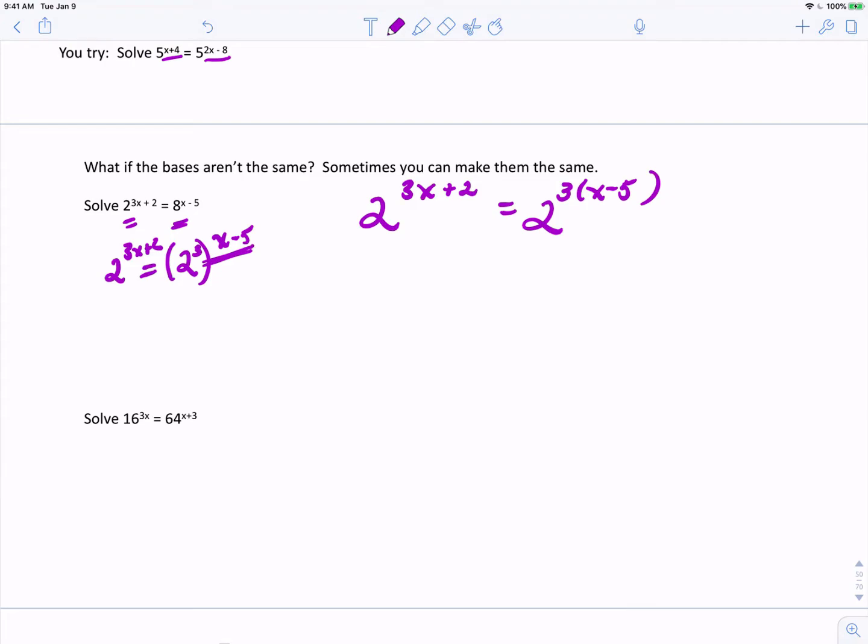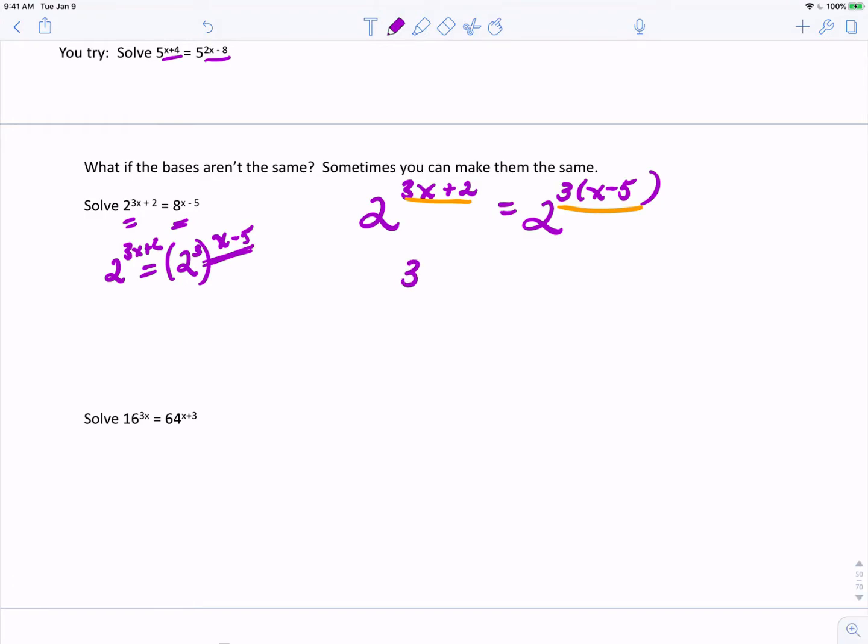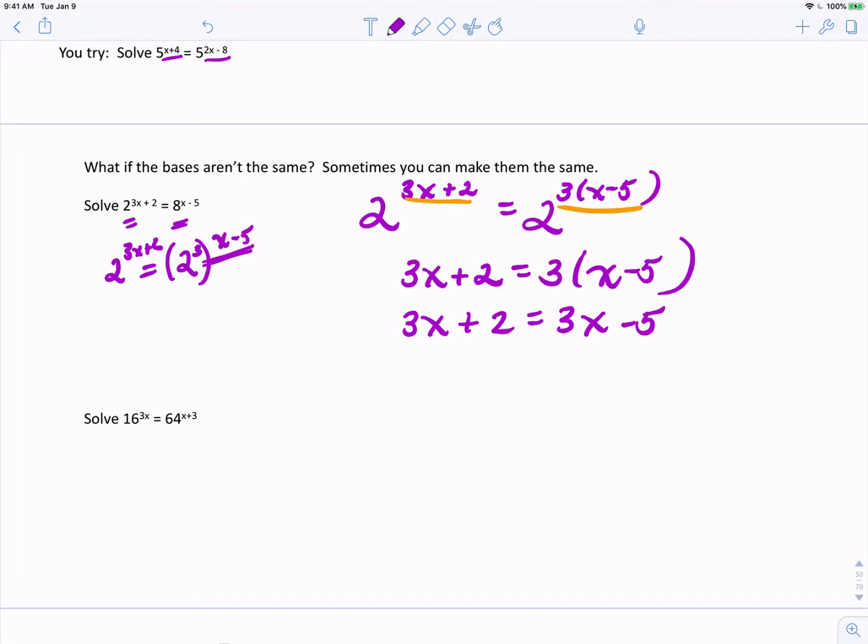So now the bases are the same. That means we can set the exponents equal to each other and solve. So we would have 3x plus 2 is equal to 3 times x minus 5. Now, looking ahead, I think this equation's not going to have any solutions. Let's take a look. Yeah, if we subtract 3x from both sides, that tells us that 2 is equal to 5x, so this equation has no solution. There is no value of x that would satisfy that equation.